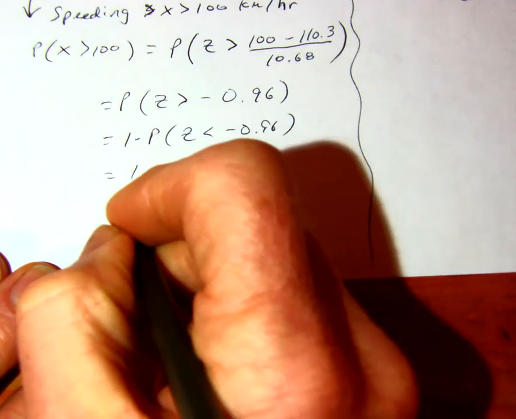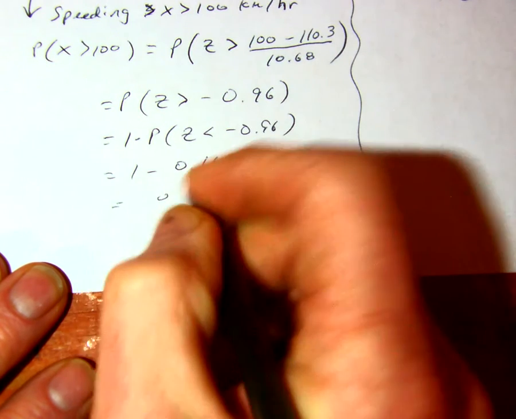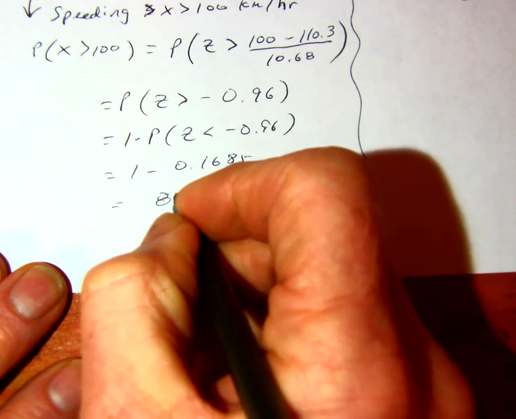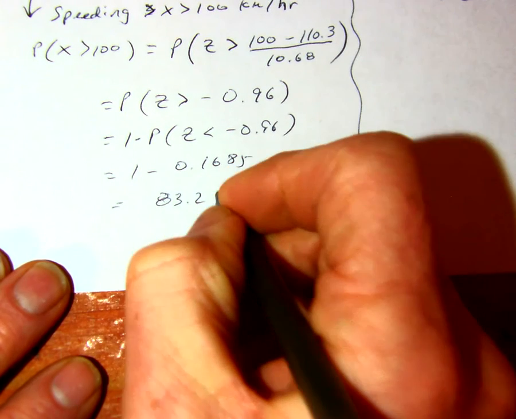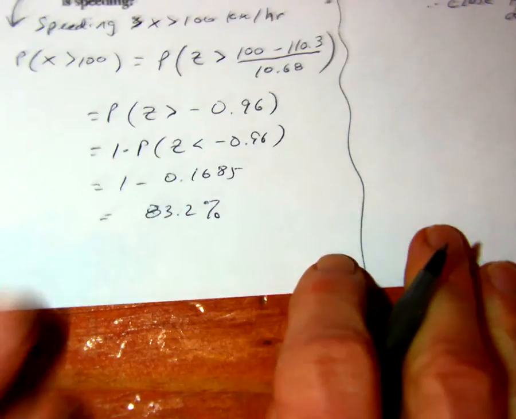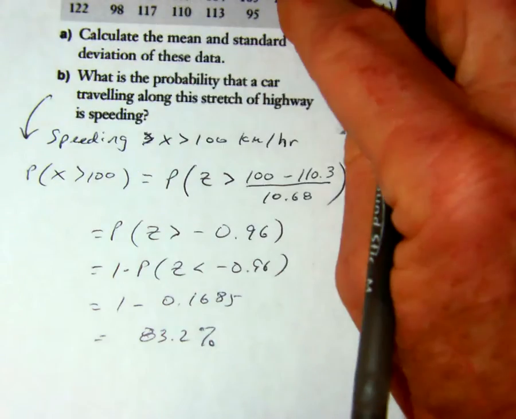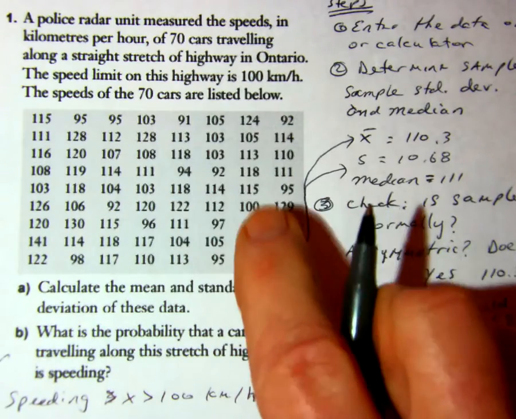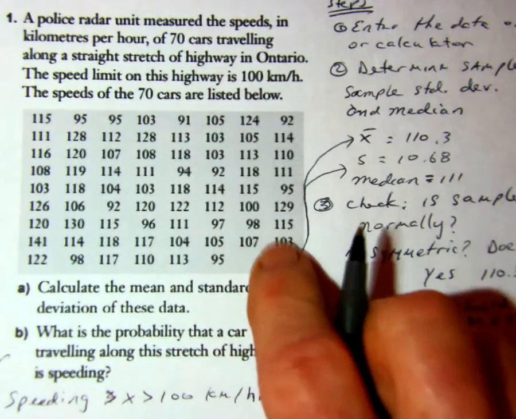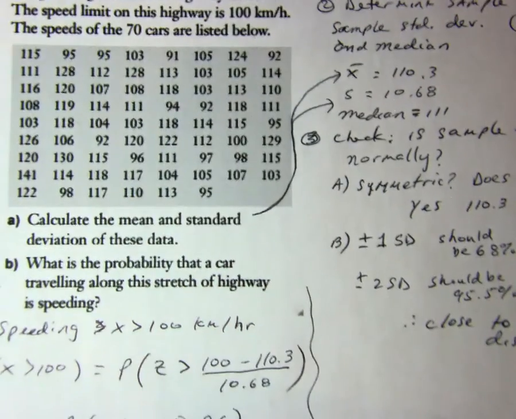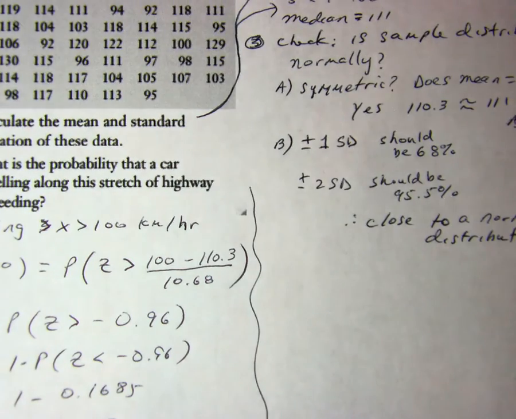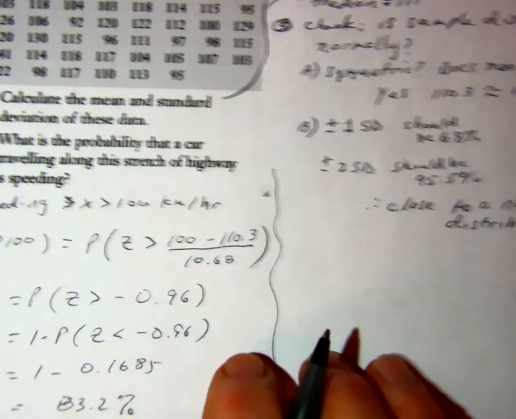And that is 80. I'm going to convert it to a decimal percent because I like percents. So the probability of somebody speeding is 83.2% if we base it on this data, this sample. It's not the whole population, but it's a sample of the population. Now, there is a much easier way to get an answer.